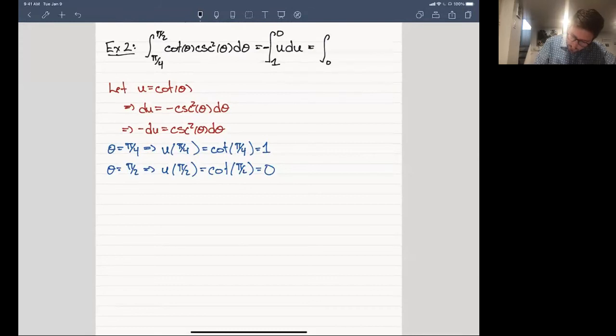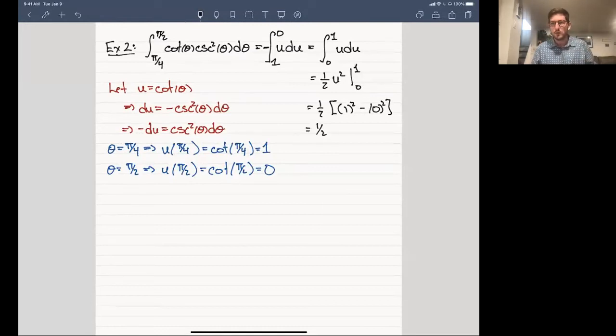This is the same as going from 0 to 1 of u du, which is 1/2 u squared running from 0 to 1, which gives me 1/2 times 1 squared minus 0 squared, which just gives me the definite integral is equal to 1/2. So wasn't that nice? It was nice and compact, right? We got to change the bounds all in the same step as we were changing the variables.